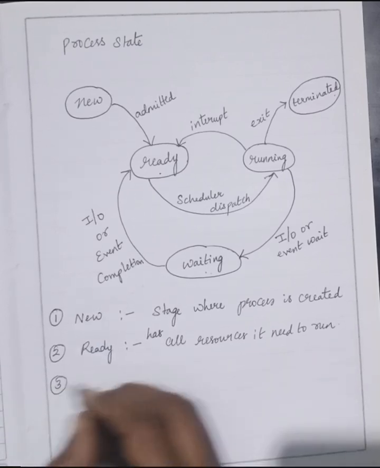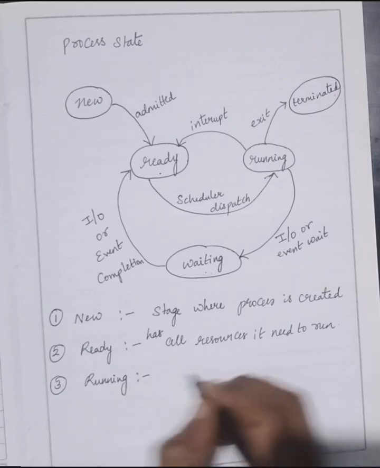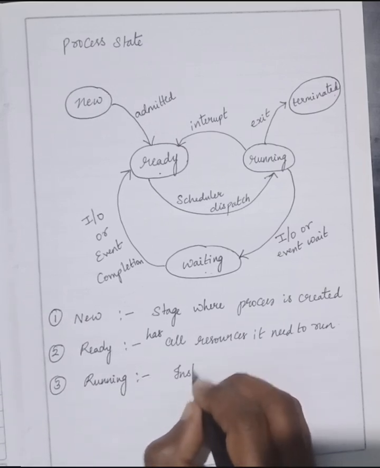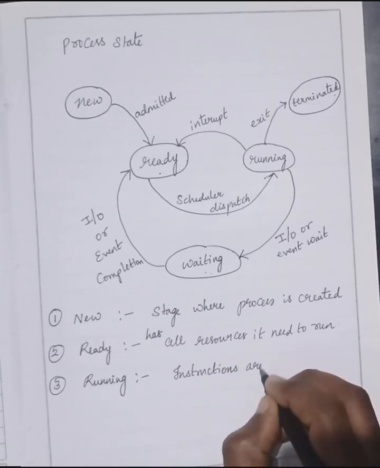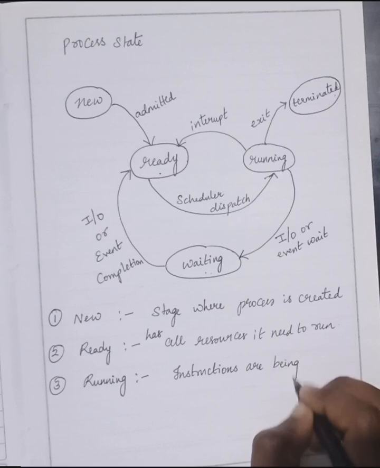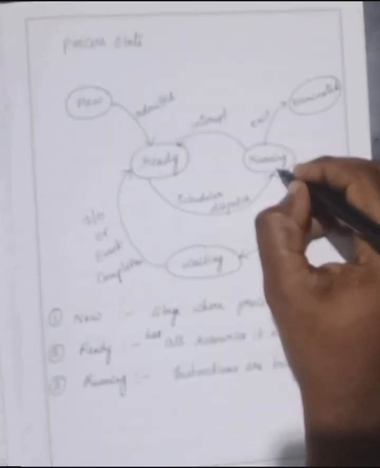Then the third one is the running state. Running state means the instructions have started execution, our process is running. Instructions are being executed, meaning our process has already started executing. Then we call it the running state.